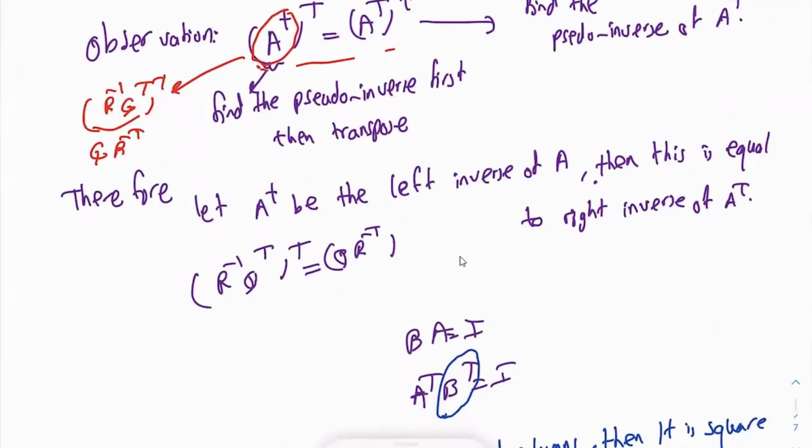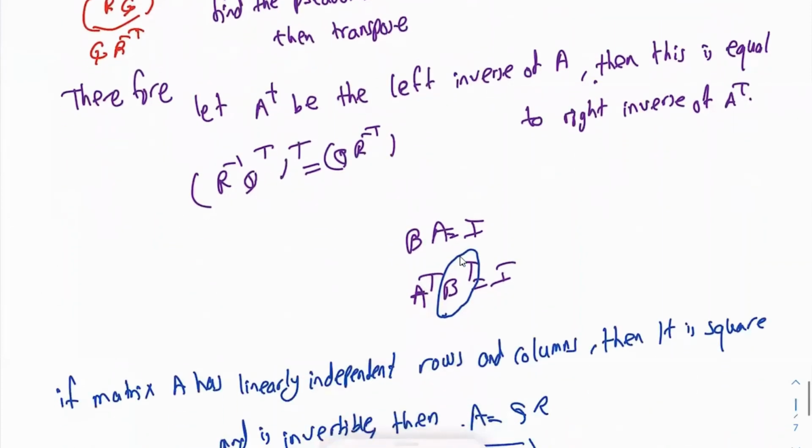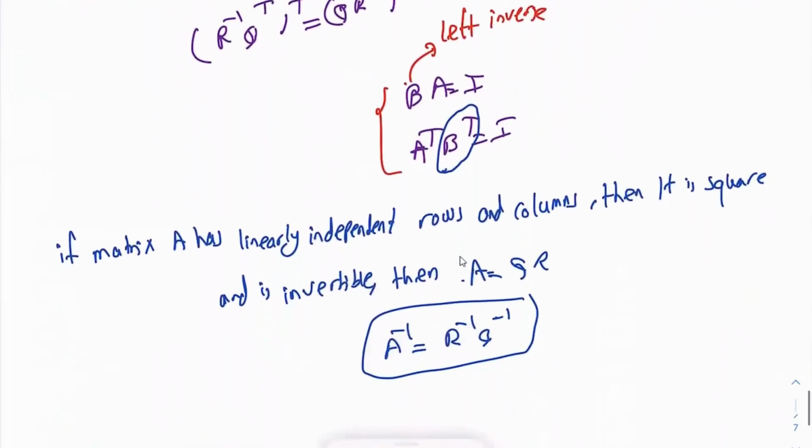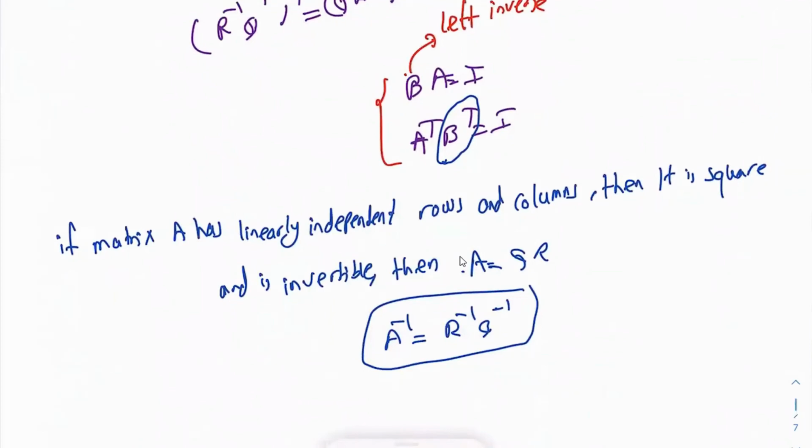Therefore, I said that if A pseudo inverse is the left inverse of A, then it's equal to the right inverse of A transpose. This is also another proof that I have here, if you would like to see that. I also talk about this in a pseudo inverse video, right? If B is a left inverse of A, then B transpose is a right inverse of A transpose, right? So that's also another proof for this expression. The bottom line is that if you have a left inverse, transpose that, you get a right inverse, using the QR.